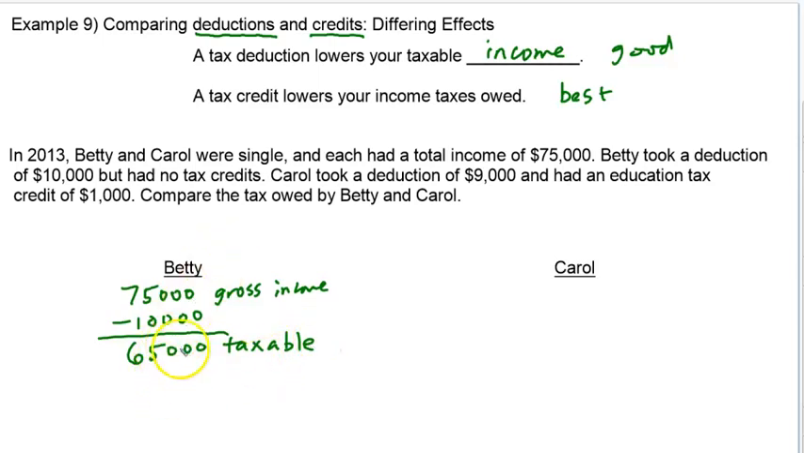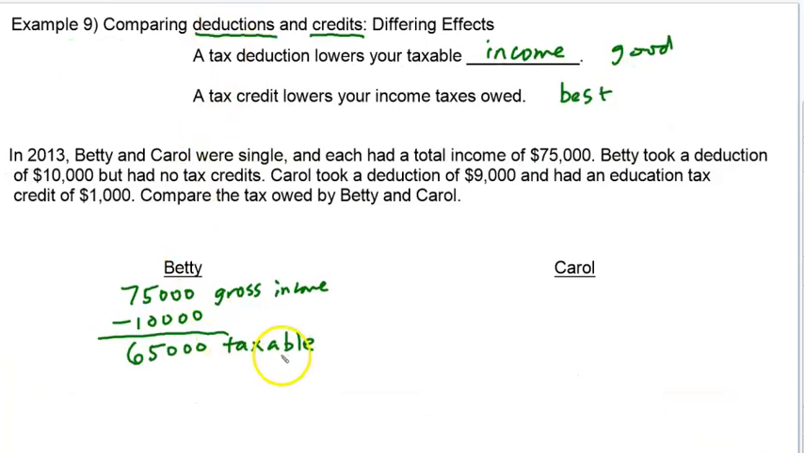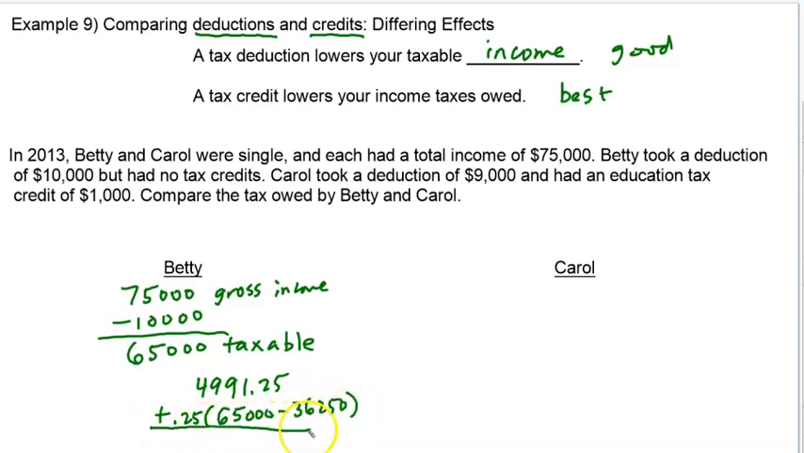Okay, so let's go to our table and let's find out where 65,000 looks like we would be in the same range. So it would be very similar to what we did before. We would do 4,991.25 plus 25% of, this time, 65,000 minus the 36,250. And this would tell us that Betty is going to pay $12,178.75 for income taxes.